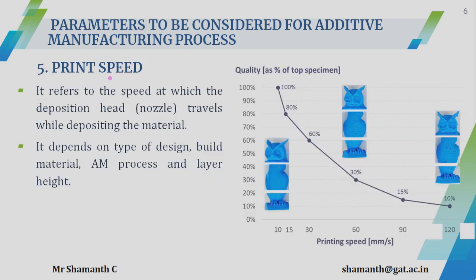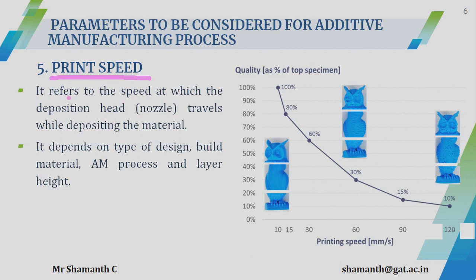Up to the previous parameter, it all concentrated on the parameters of the model to be created. But now this is one parameter which concentrates on the machine side, and that is nothing but the print speed. You need to have the optimum print speed so that you get a proper product, a very good product with good surface finish and good quality.